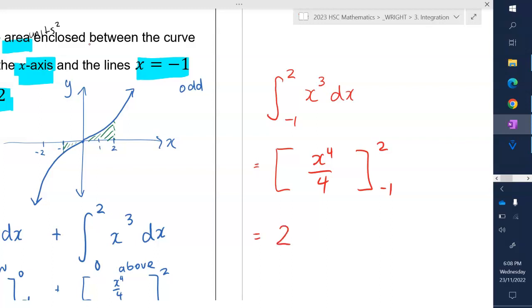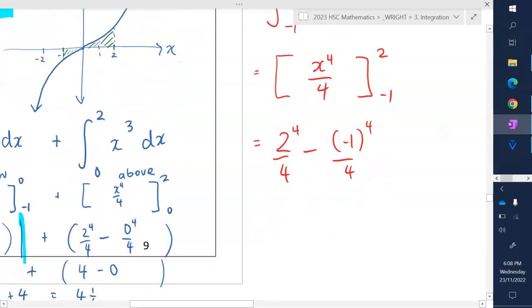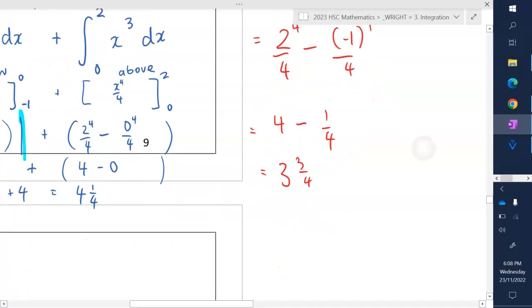My answer would be 2 to the 4 on 4 minus -1 to the 4 on 4, which is going to be 2 to the 4 is 16 on 4, which is 4, minus -1 to the 4 is 1, so 4 minus a quarter. So I'm going to get 3 3/4. Note, my answers are different, and that is correct.